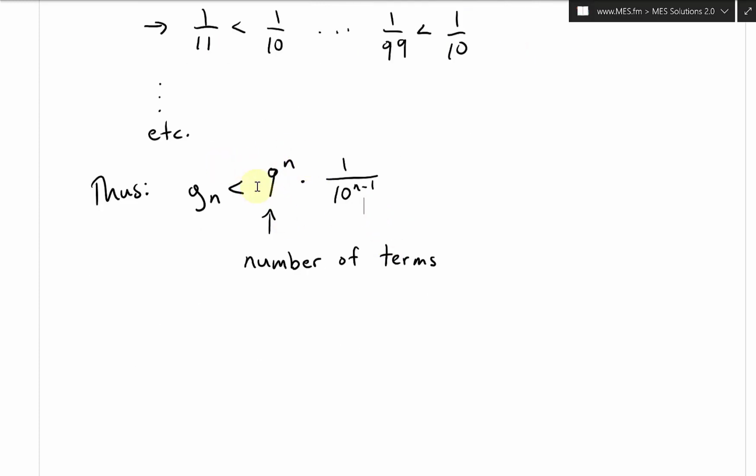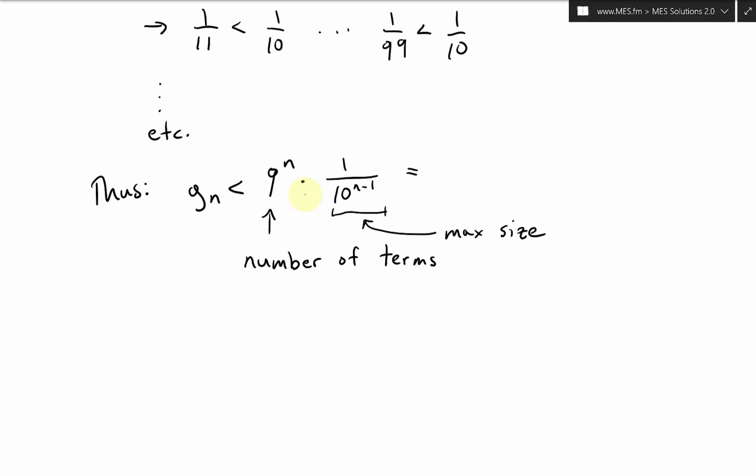So then we can just multiply by the total number of terms. Each group will be less than the total number of terms times the max size. That's only for the first term of each group, so everything else is going to be less than it.